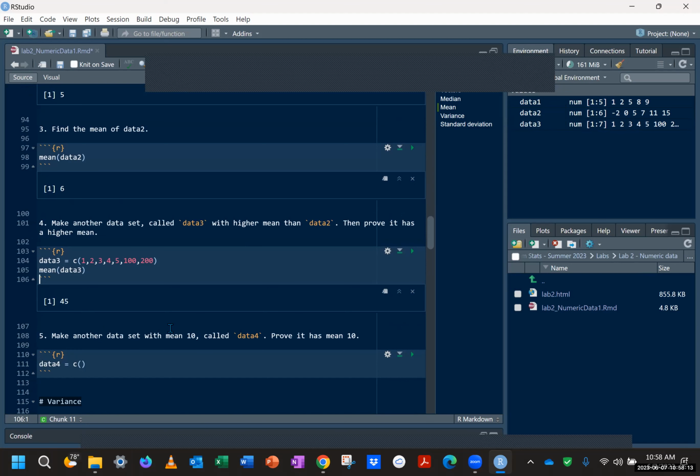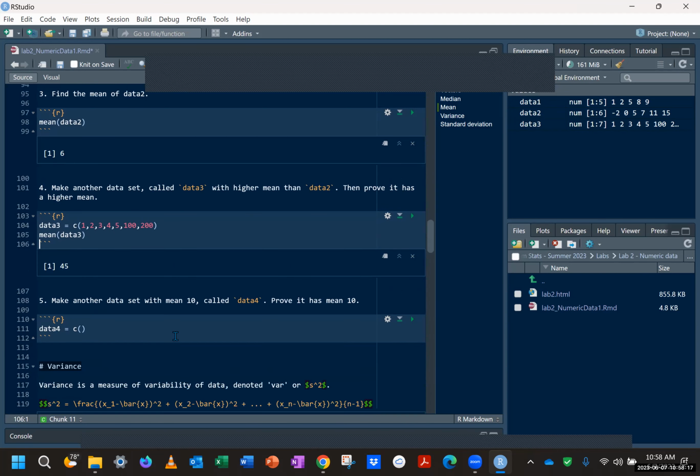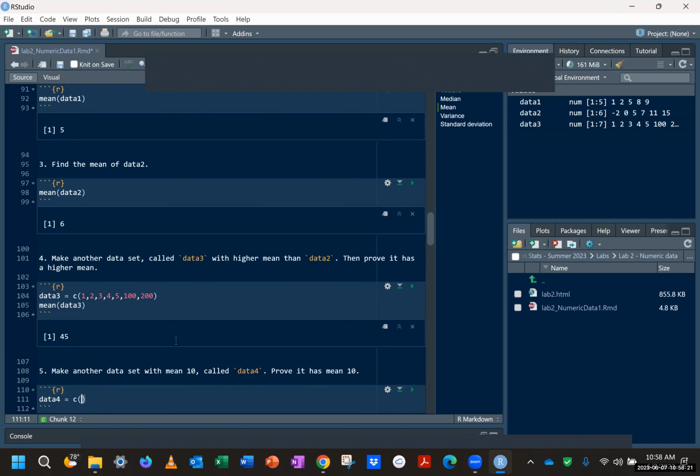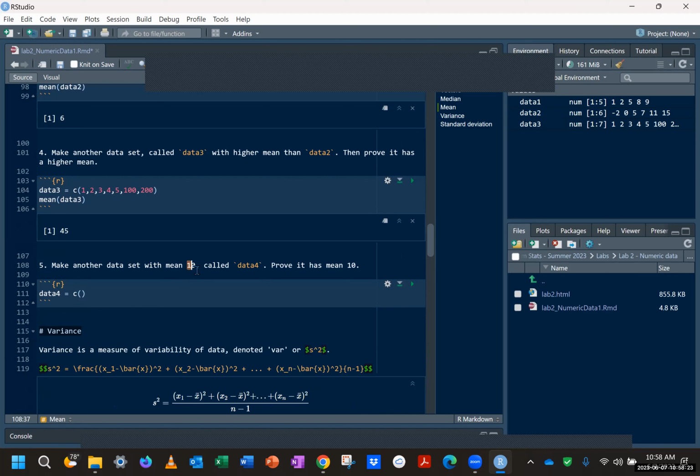And now let's make another data set with mean 10. How can we prove that it has a mean 10? This is going to be challenging. I want to make sure the middle number is 10. So there's different strategies you can use, and I want to see what you guys can figure out. See if you can come up with a data set with mean 10.